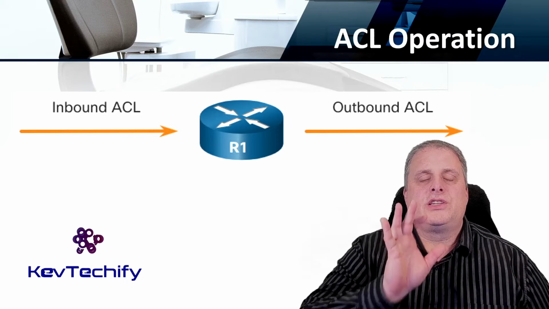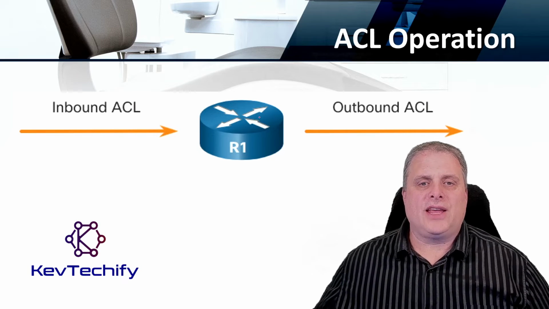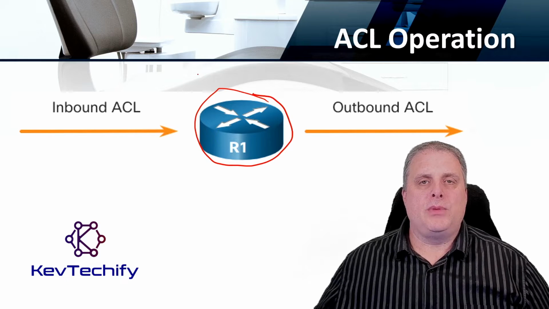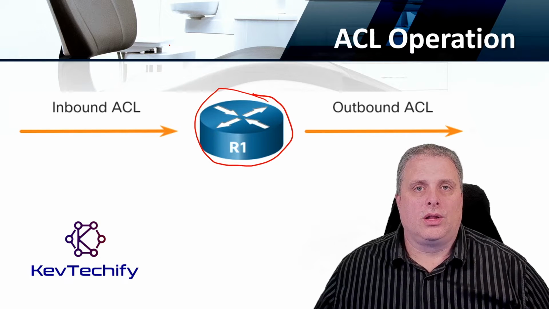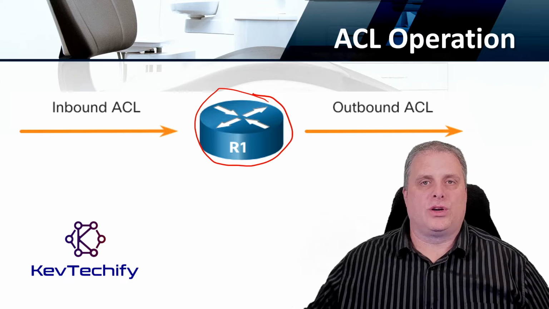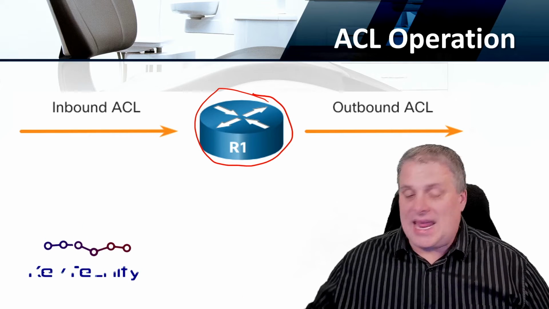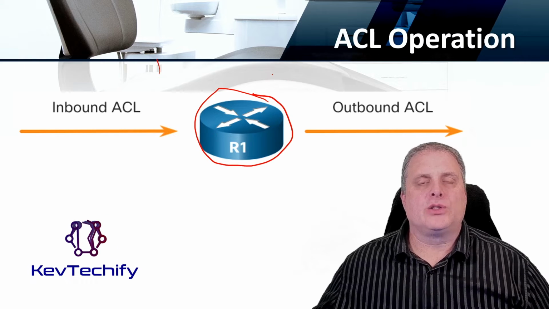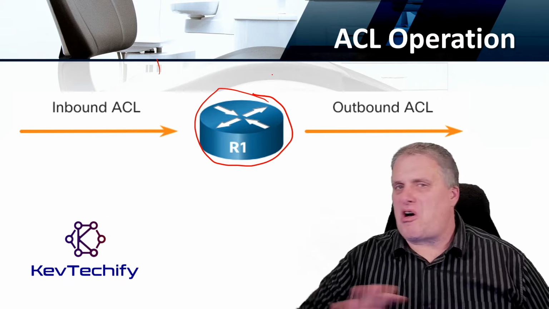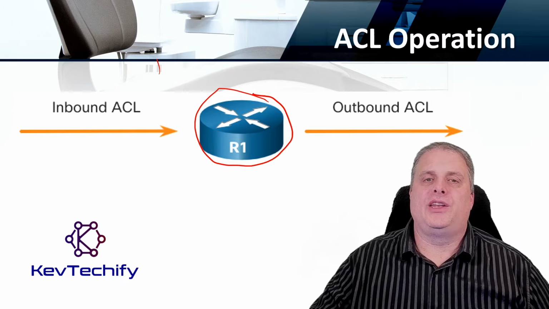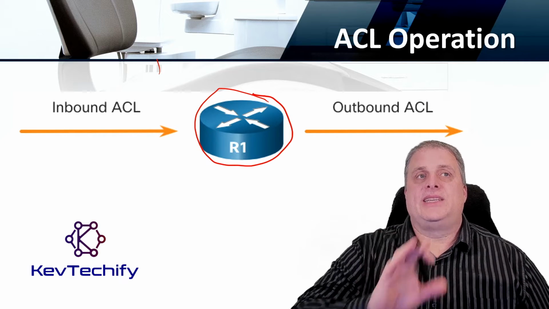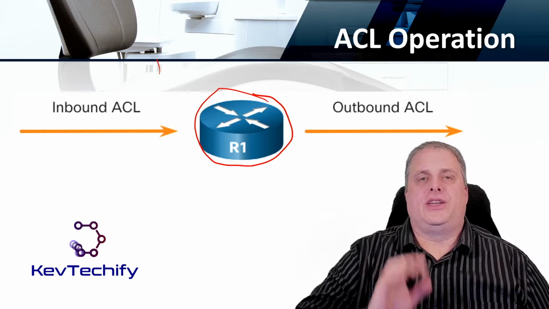The other thing to notice is if the traffic actually starts on the router itself. It starts here, so it's maybe part of a routing protocol. Maybe it's part of CDP where it's communicating with other devices. If it starts on the router, ACLs will not be applied to it. Inbound, outbound ACLs, they will not be applied to it. So if that traffic originates on the router, ACLs will not be applied to it.